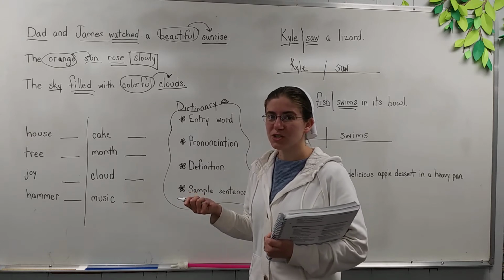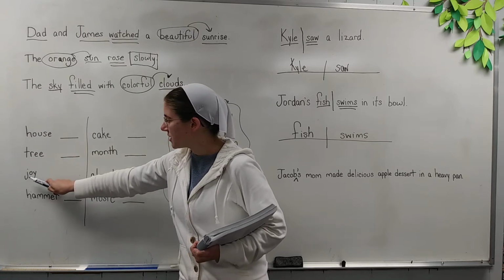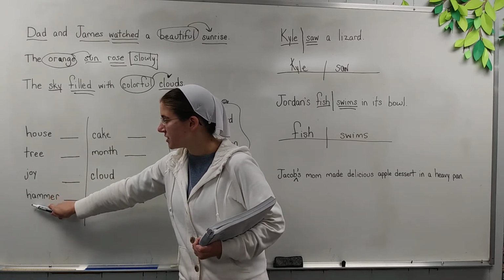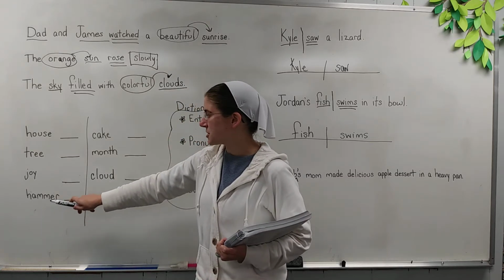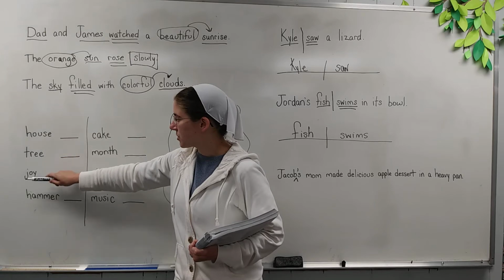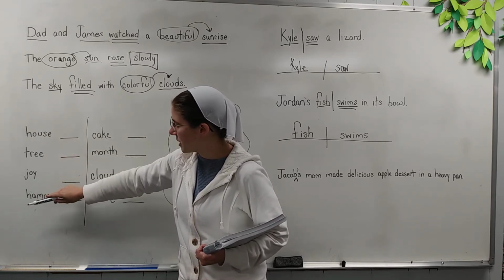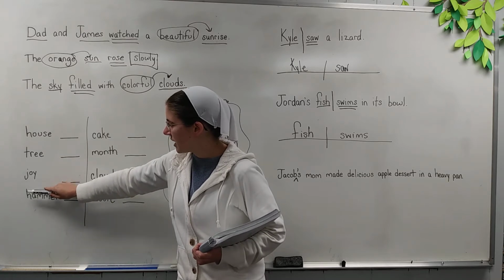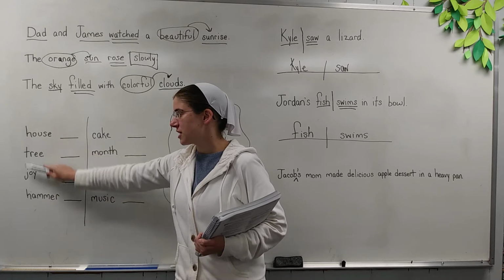So we're going to look at which letter first? Look at the first letter of the word. So we had H, T, J, and H. We have two H's. So which one comes first? We know T comes later in the alphabet. What about J? H-I-J. So that means H comes first.